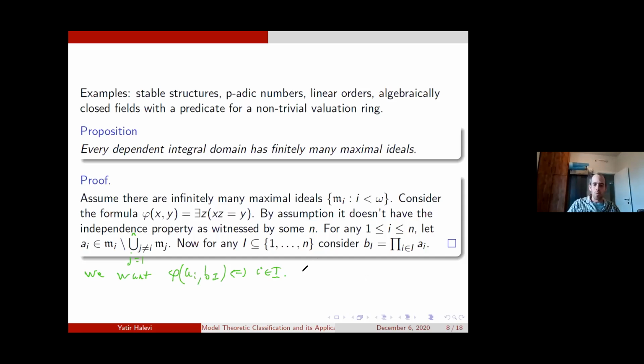Let's see one direction. If this holds, it means that we can find some c such that the product equals b_I. But this means that b_I is in the ideal generated by a_i. So it means it's in the maximal ideal M_i, because a_i is in M_i. But it's a prime ideal, so there exists a j in I such that a_j is in M_i. Okay, so this is a contradiction.